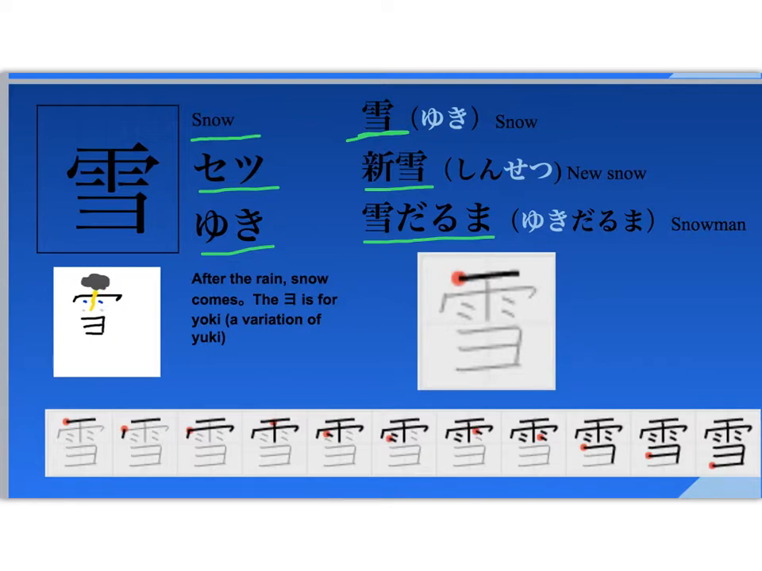In any case, on the top we have rain. Okay, so that makes sense. And then on the bottom, we have katakana yo. So I always think of this as yo is sort of a variation of yuki. So instead of yuki, I say yoki, just to remember the kanji.